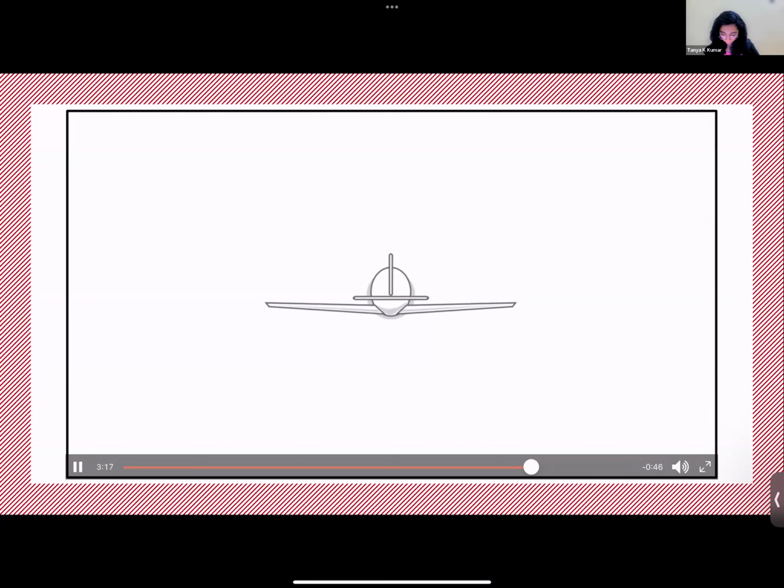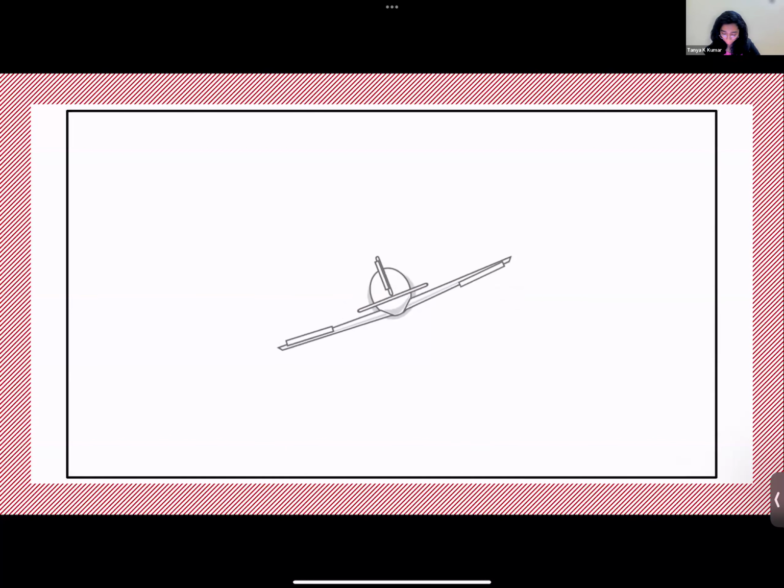Adverse yaw can be prevented by using the rudder to create a yawing moment that helps to turn the aeroplane in the correct direction to remain coordinated.